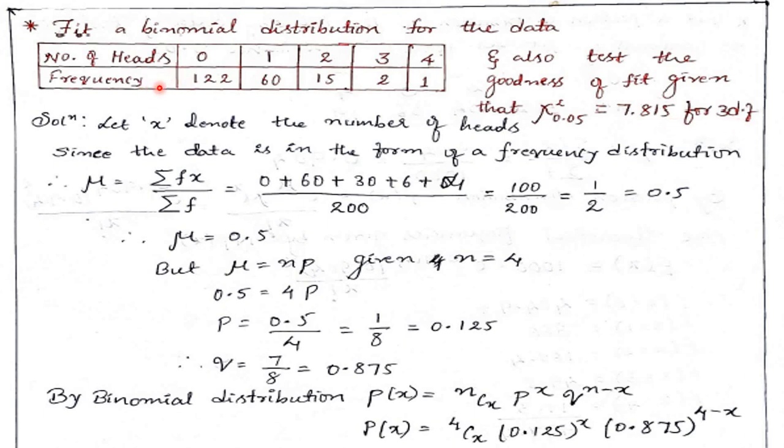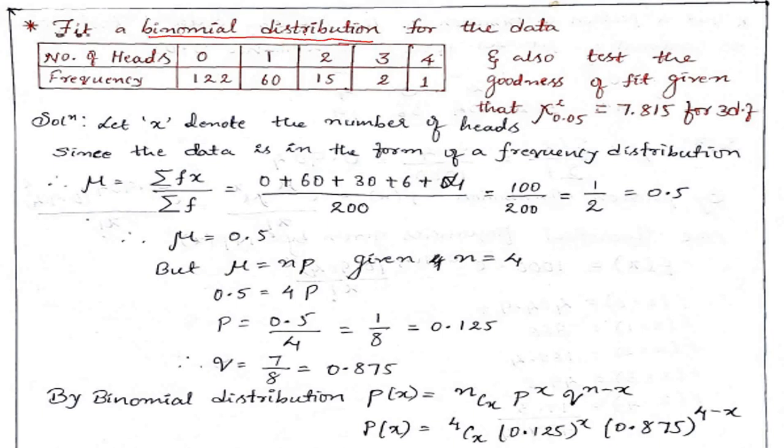As I told you, I need the observed value and the expected value to find chi-square, right? In the given distribution table, we have the observed value. Now I require the expected value by using the binomial distribution. This is a very important point to be noted. The problem should be solved by using the binomial distribution.